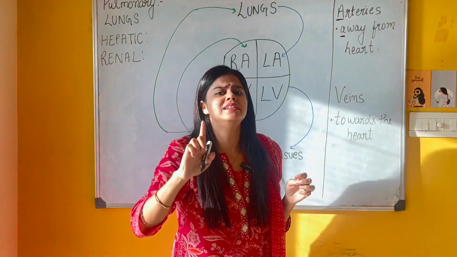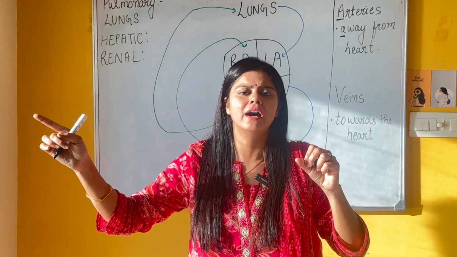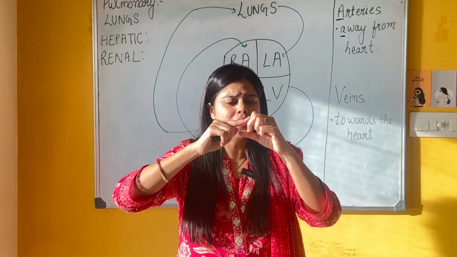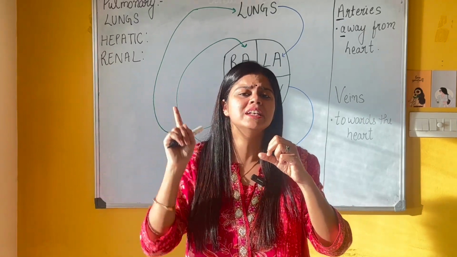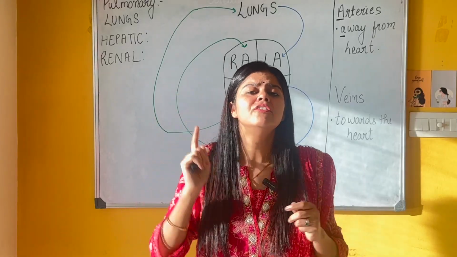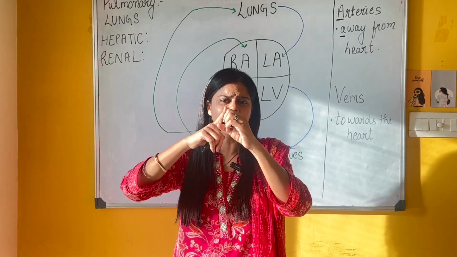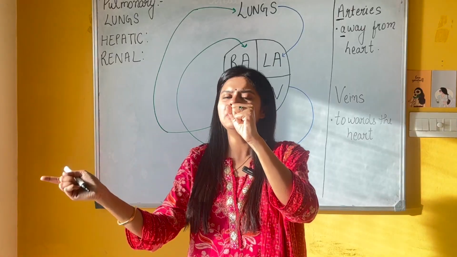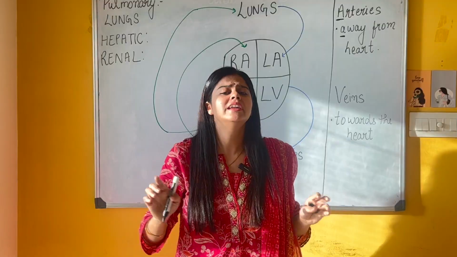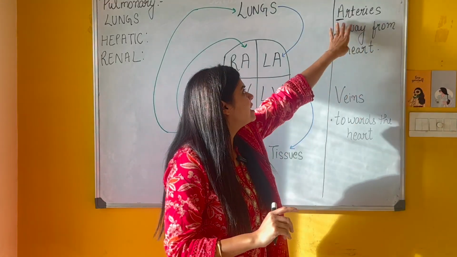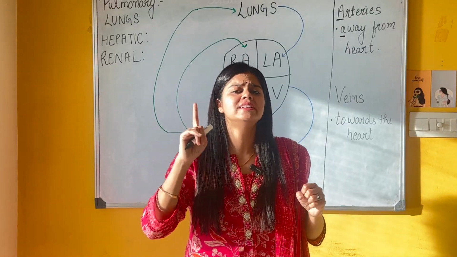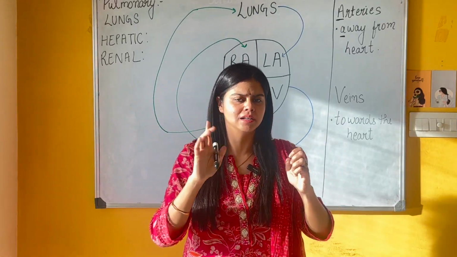If a blood vessel is going away from the heart, it will always be an artery. A for away, A for artery. If a blood vessel is coming towards the heart, suppose this is the heart, it will always be a vein. There is no exception to this rule. Arteries always carry blood away from the heart. Veins always carry blood towards the heart.